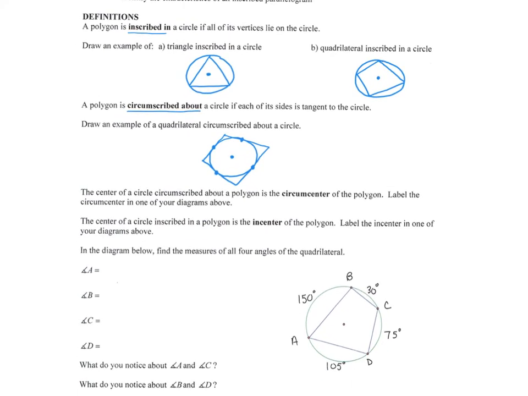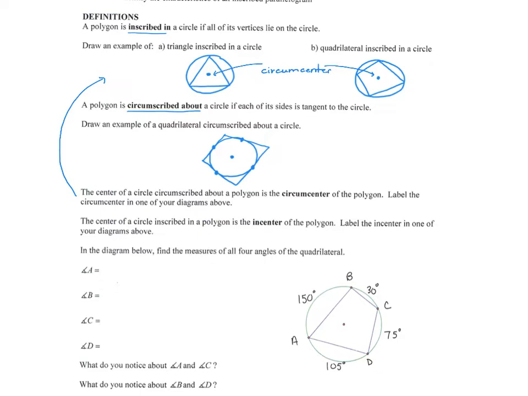Another way of saying that a polygon is inscribed in a circle is to say that the circle is circumscribed about the polygon. And if that's the case, then the center of the circle is the circumcenter of the polygon. So if we go up to our first 2 examples where we inscribed the triangle and the quadrilateral inside of the circle, the circumcenter of the polygon is the center of that circle.